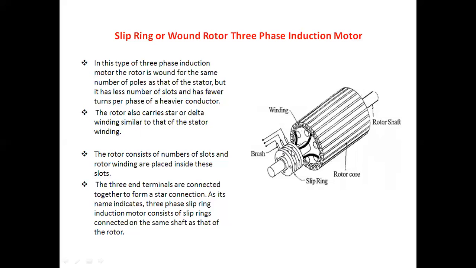This is the rotor shaft, and slip rings are mounted on the same shaft of the rotor, and the brushes are mounted on the slip rings. This is the rotor core, this is the rotor shaft, the core of the rotor, and these are the windings. This is a slip ring that is mounted on the rotor shaft, and the brushes are mounted on the slip rings.